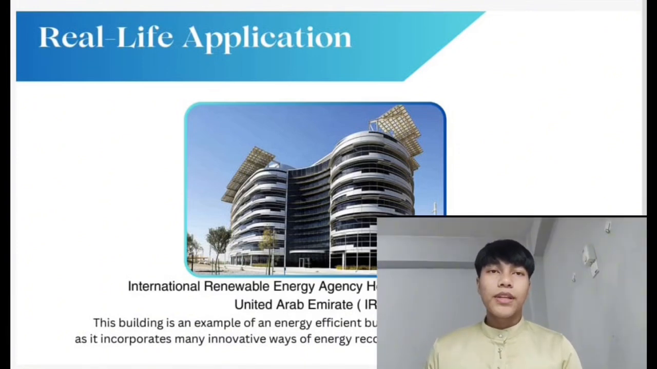From this, we can understand that the architects and the civil engineers behind the design of this building have a thorough understanding of energy conservation and physics concepts, such as the first law of thermodynamics, which explains that energy cannot be created or destroyed, but is changed into another form.